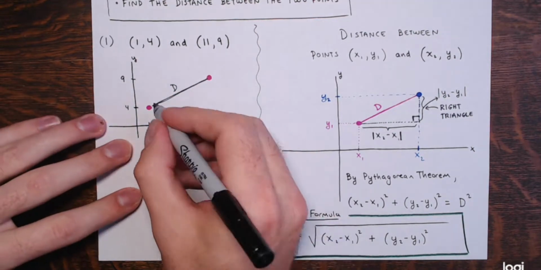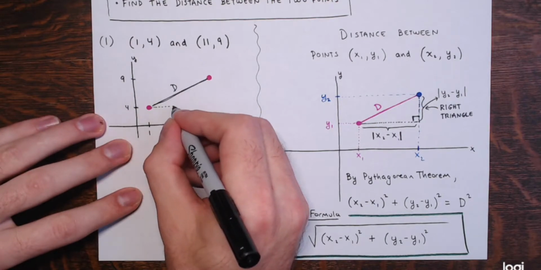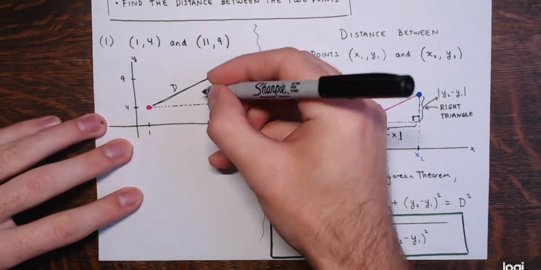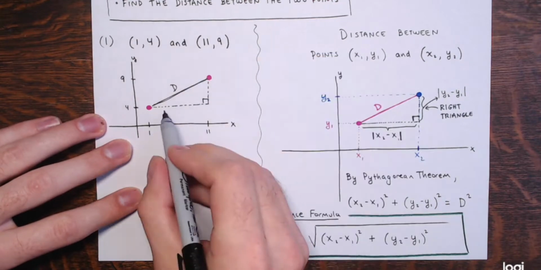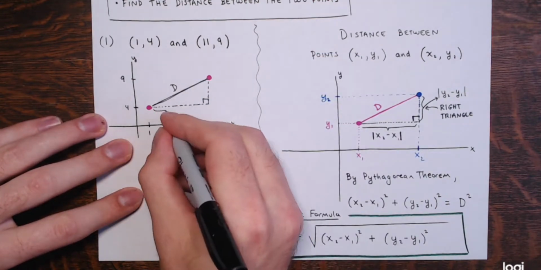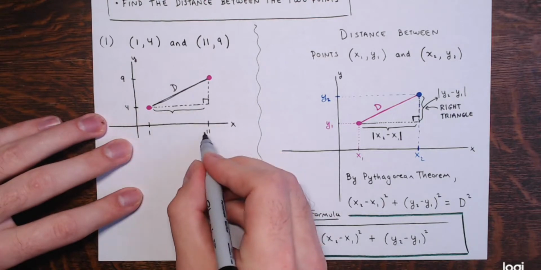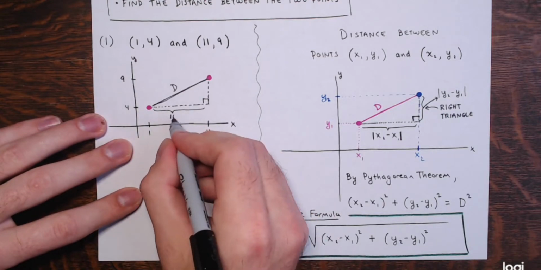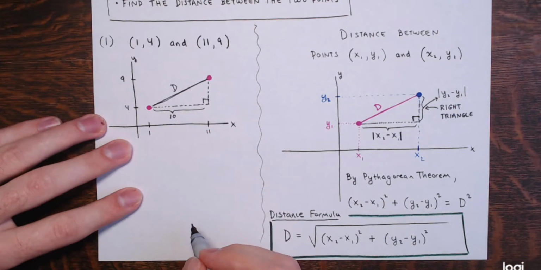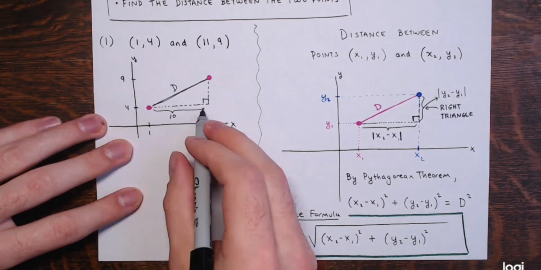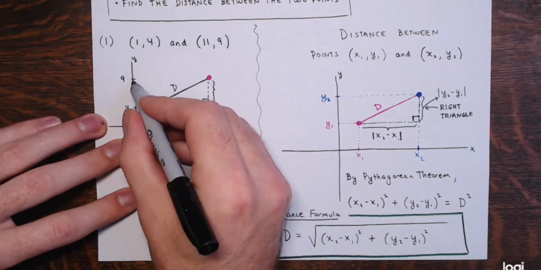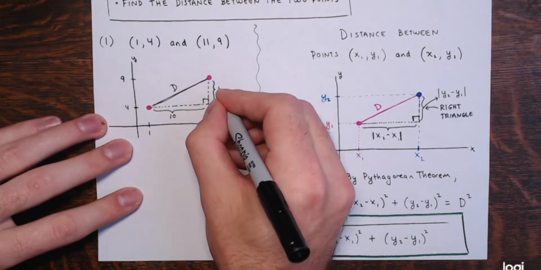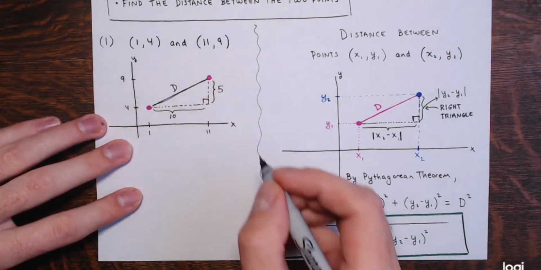Well, draw a little right triangle here. Go right that far, up that far, create a right angle. Can you see that this length would just be 11 minus 1, which is 10? This is 10 units apart, 10 units long. Then the vertical leg would be 9 minus 4, which is 5 units long. Went from 4 to 9, that's 5 units.